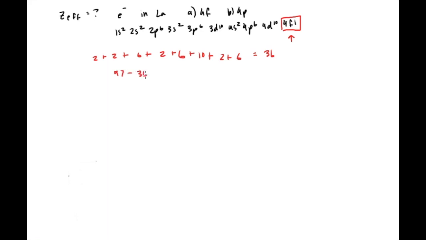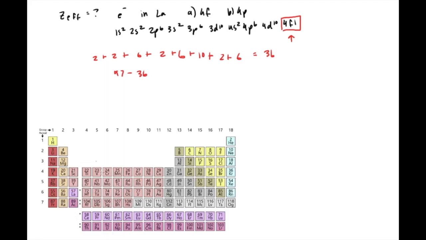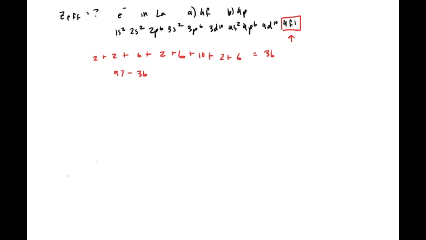minus 36. And again, the reason that we stop here is because everything to the right of 4f1 does not contribute because it's in a different energy level. And so this is actually not the full electron configuration because it would include things like 5s2, 5p6, 6s2. But again, for Slater's rule, we can actually ignore these because they're on a different energy level. And so going back to this, we have 57 minus 36, which gives us 21, which would be your final answer to part A.